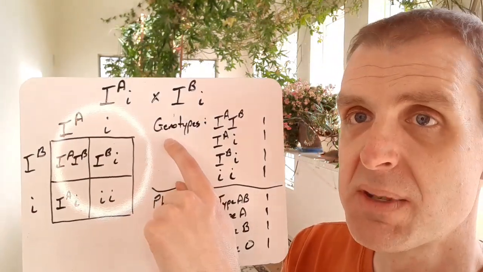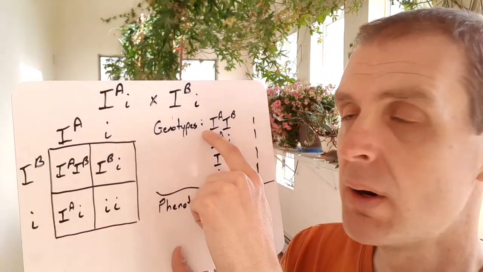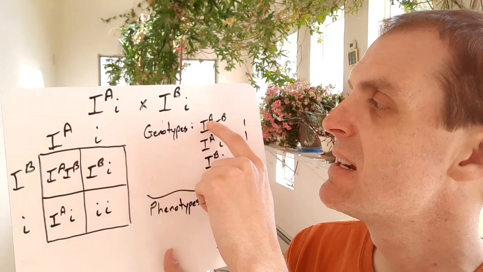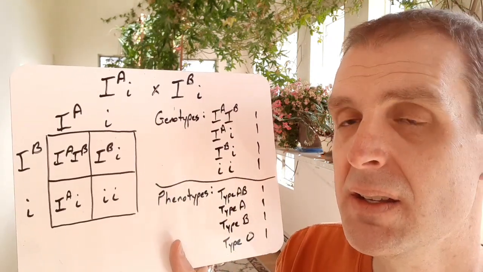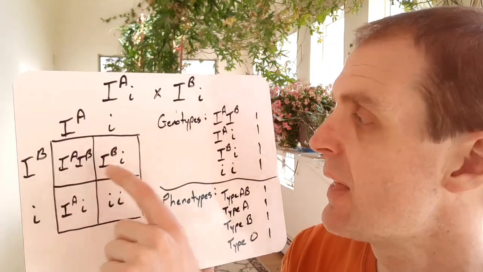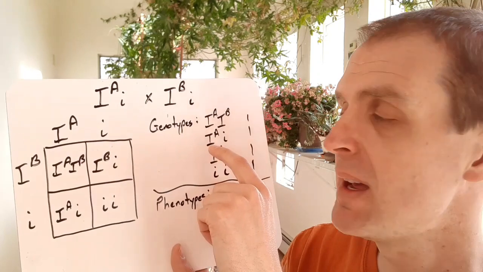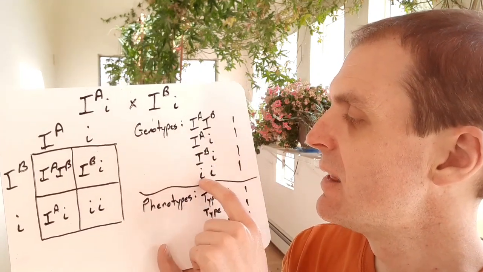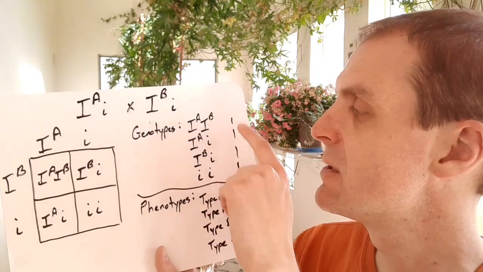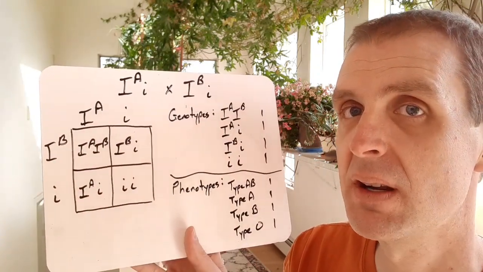So the genotypes that we're dealing with here are capital I to the A, capital I to the B, and there's one box like that. There's one box that has the genotype I to the A and lowercase i, I to the B and lowercase i, and then two lowercase i's. There's one of each of those. Each one of those squares in our Punnett square is different.